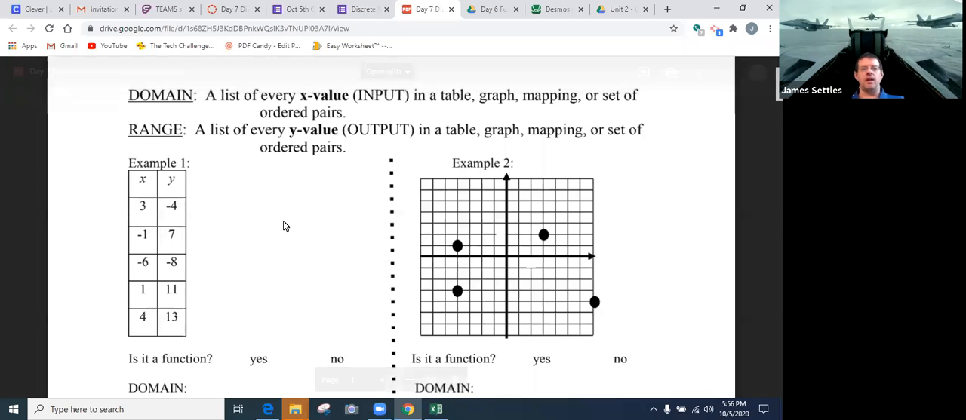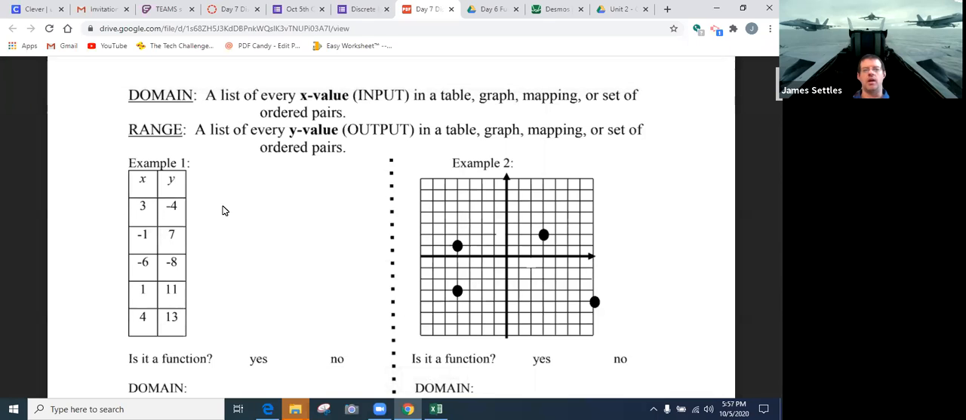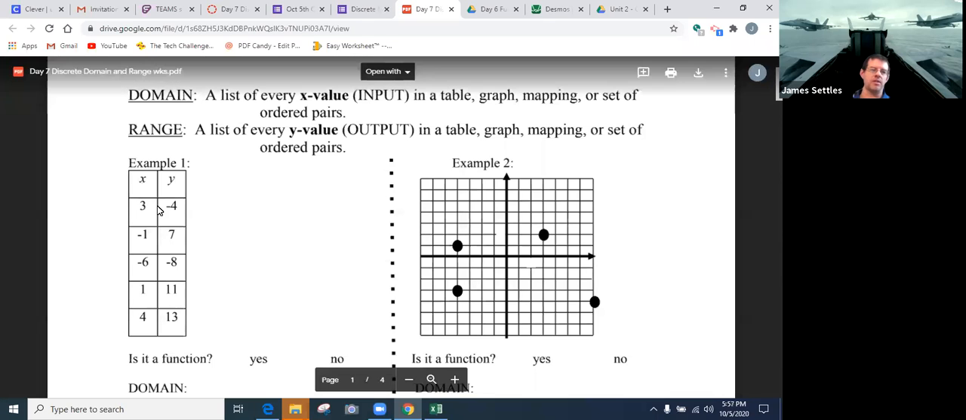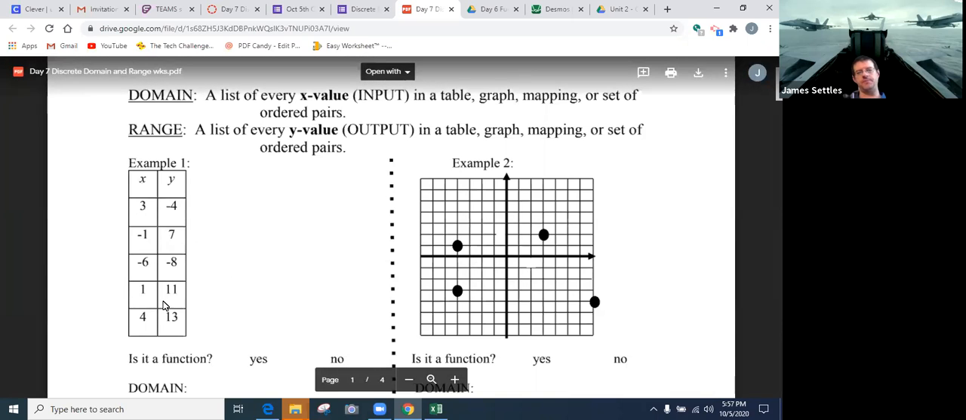All right, so today we're talking about discrete domain and range. Discrete just simply means that we're dealing with lists, so like a list of numbers, kind of like this right here. Or if we're looking at a graph, then it's dots. So dots are discrete and lists are discrete.